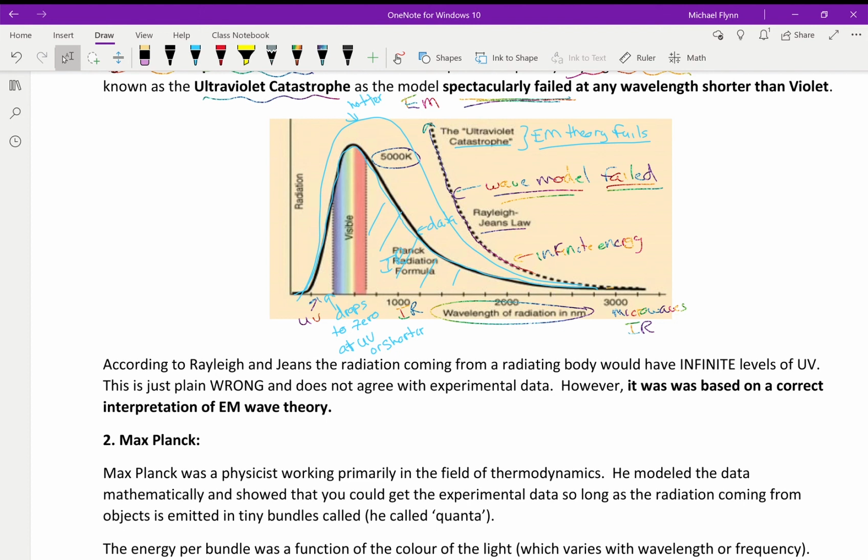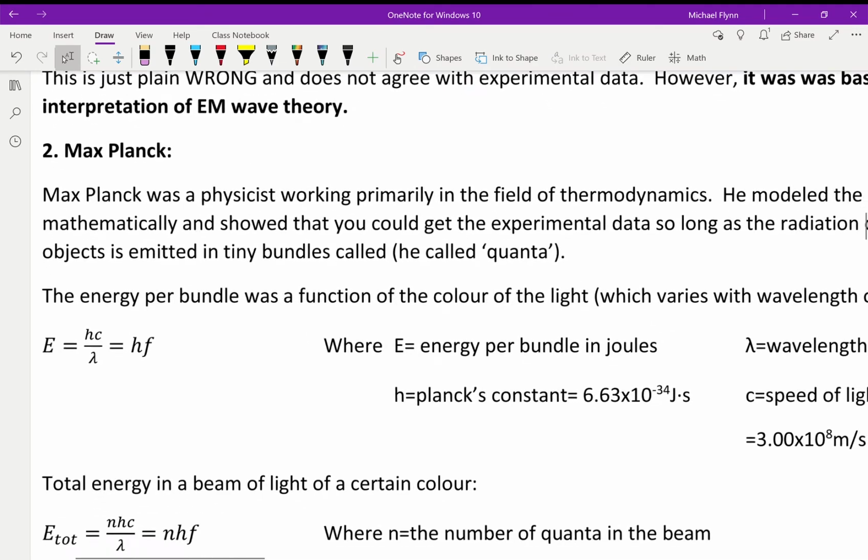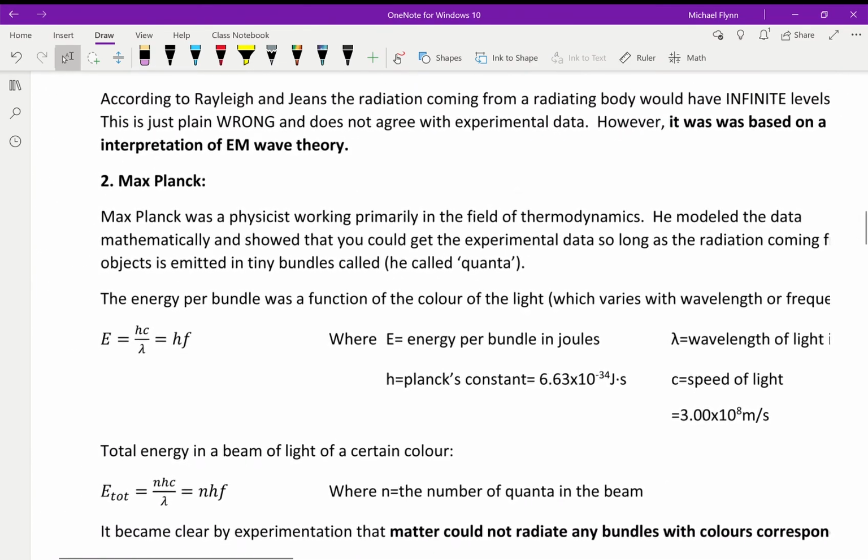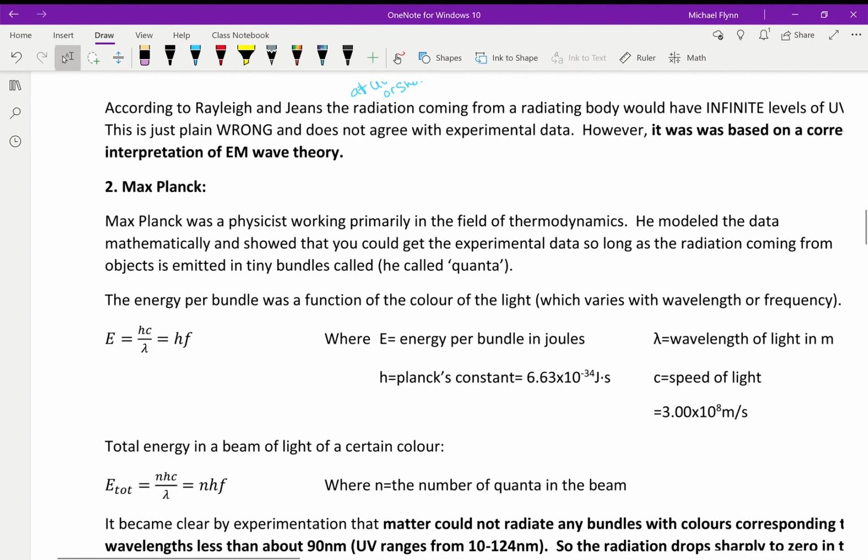Anyway, it was into this problem that Max Planck comes along. Max Planck is more of a mathematician than a scientist, but he's working primarily in the field of thermodynamics, which is the study of heat. And he modeled the data mathematically.